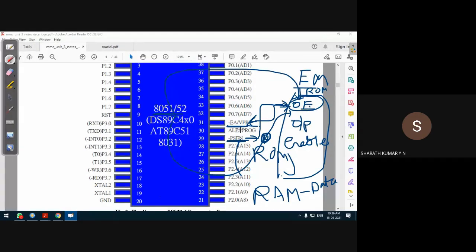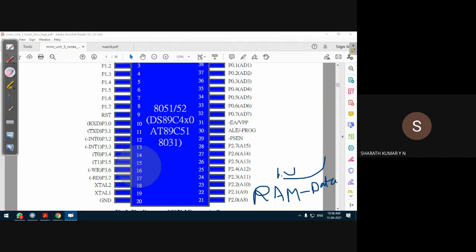So that's why these two pins, the EA pin and the OE pin of external memory, cannot be commonly connected. They cannot be shorted because the microcontroller will access external memory only when required. So there's a difference between external access and what is known as program store enable.